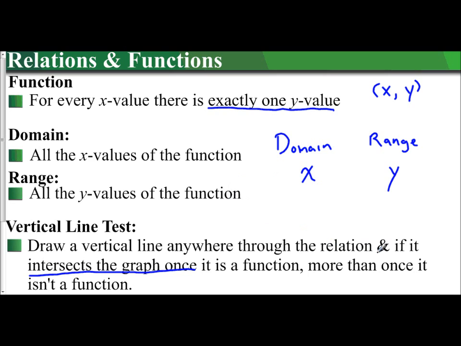Because if you draw a vertical line and it intersects at two points, that means there are two y values attached to that one x, which cannot happen for a function. So we're going to look at how to apply the vertical line test to determine if a relation is a function, and we're going to look at how to state the domain and range of a function: how to state the domain, the x values, and the range, the y values. So understand these definitions before you continue on in the lesson.